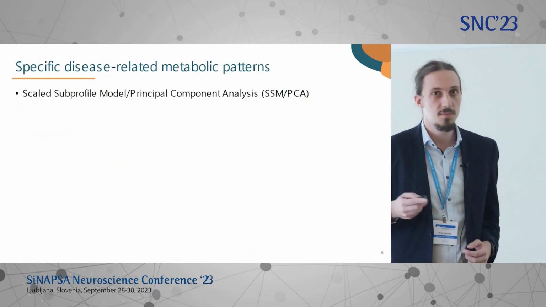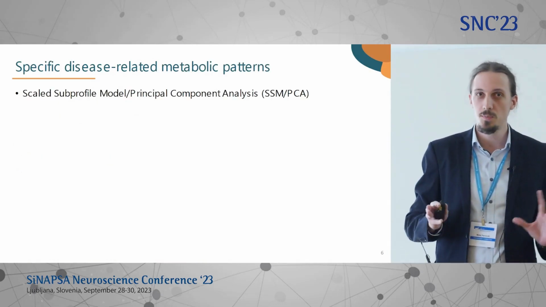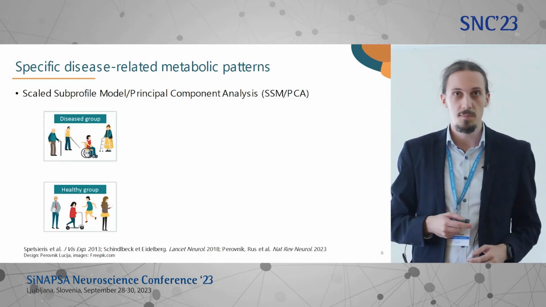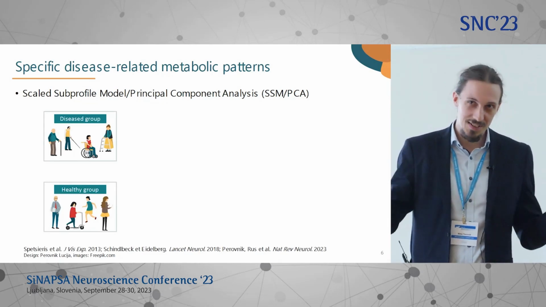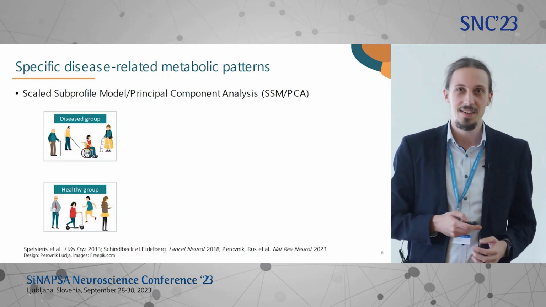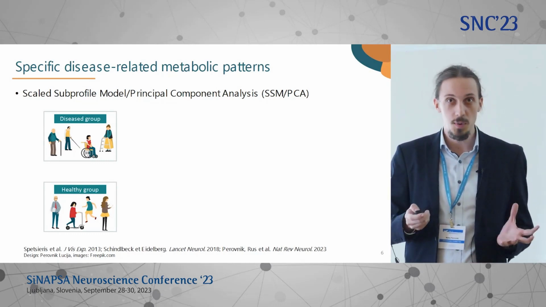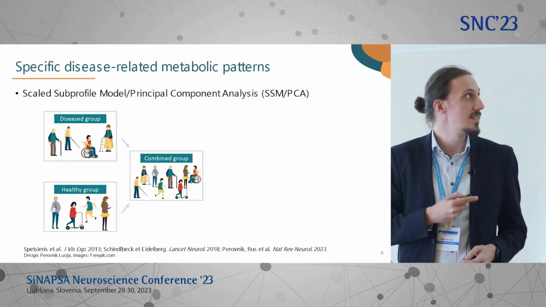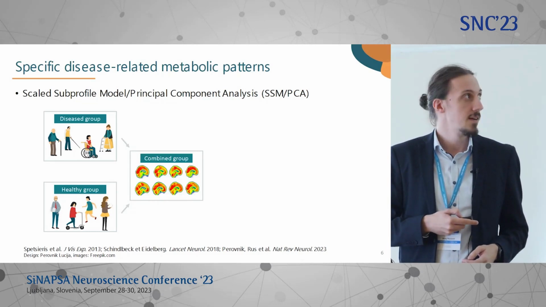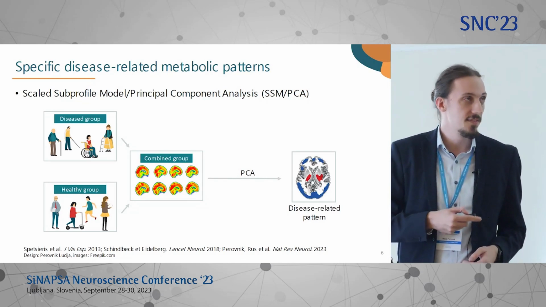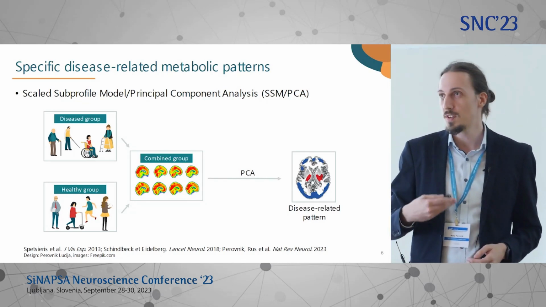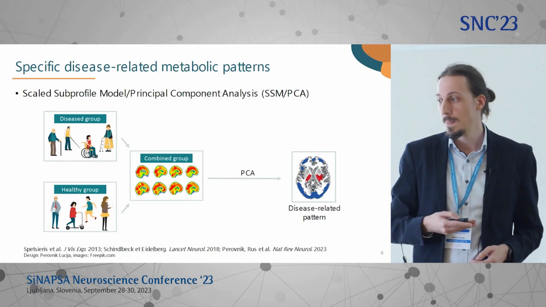This has already been introduced, so just to briefly recap it: here we are first dealing with an inter-subject analysis, so we are identifying patterns on a group level. We begin with disease and healthy individuals, obtain the data, and apply principal component analysis to derive a pattern that is characteristic of a certain disease.